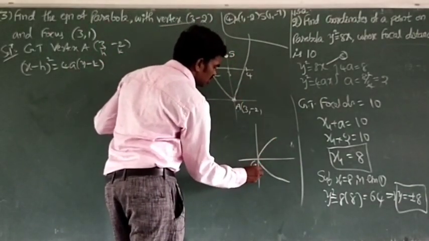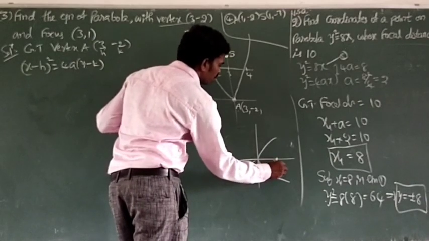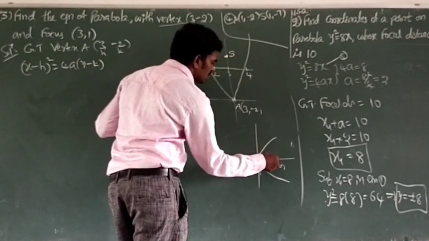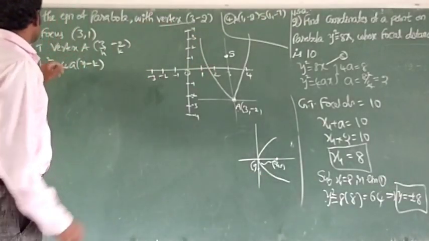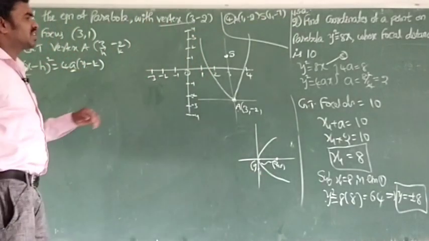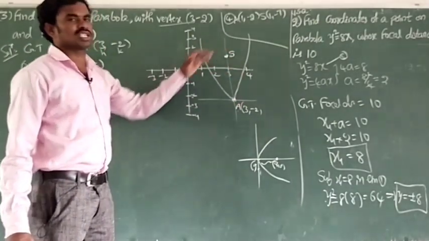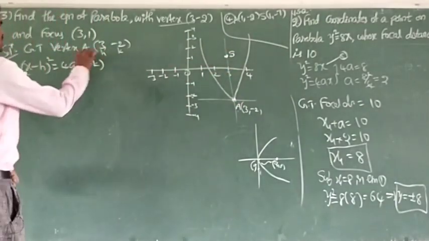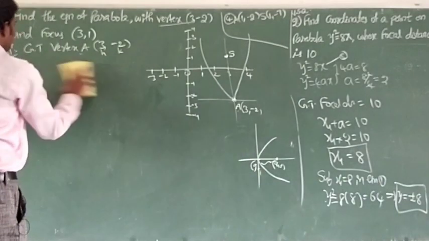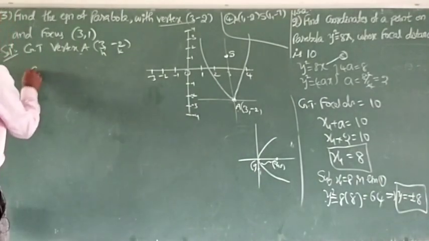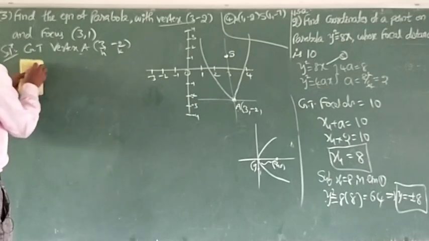If it is 0, 0, it becomes 0 comma 0, which means the vertex-to-focus distance is small a. So here also this a is nothing but the distance between vertex and focus. So the vertex is got. I am keeping this equation in my mind, and immediately small a is given, and the focus is also given.